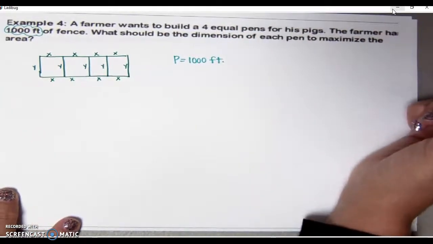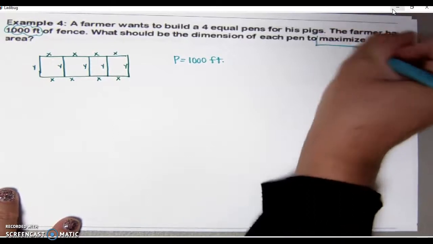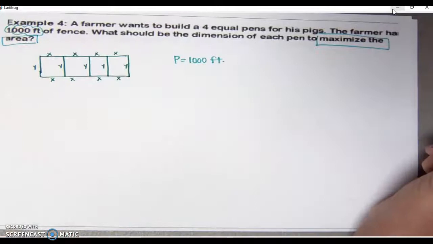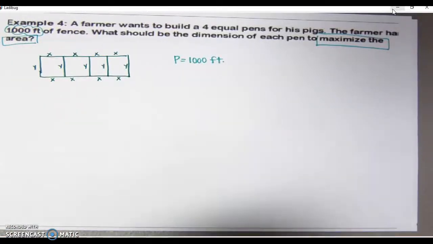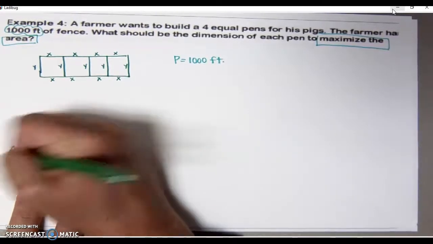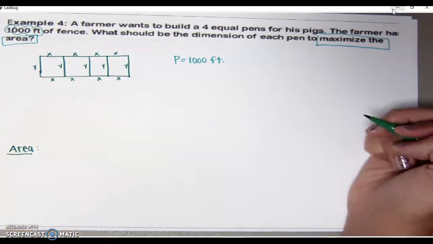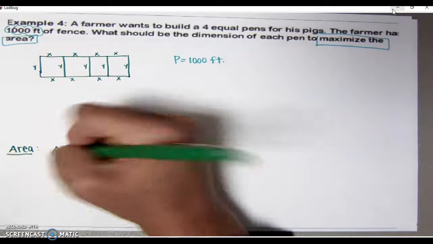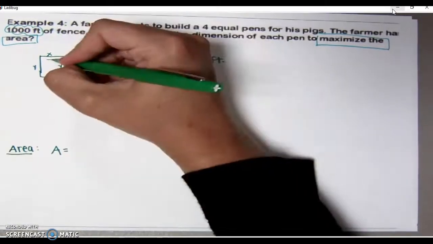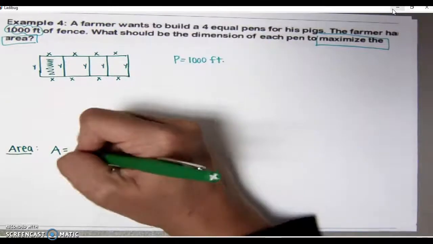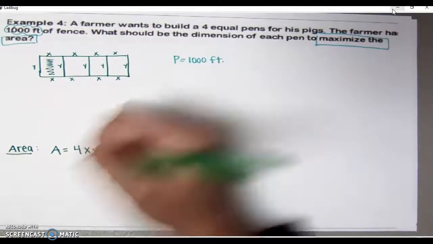What should be the dimensions of each pen to maximize the area? So we know the perimeter. We're going to have to come up with an area formula. Let's think about area and what we're going to need for it, because if we want to maximize area, that's what we're going to have to type in our calculator. For each box here, one little pen, the area of that would be X times Y. But we have 4 of those, so the area that we need is 4 times X times Y.